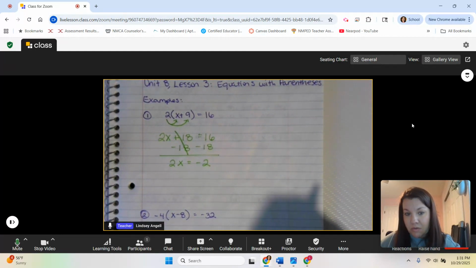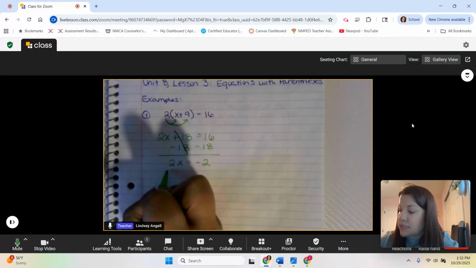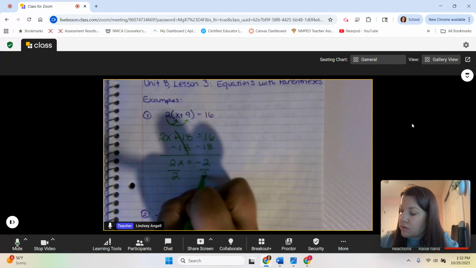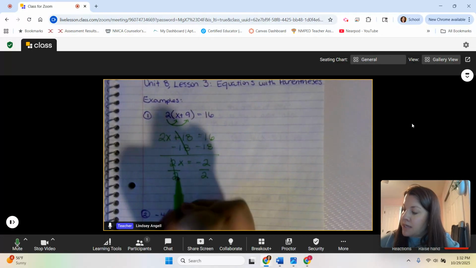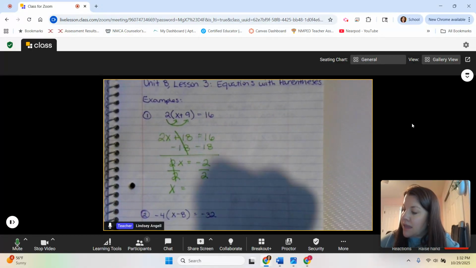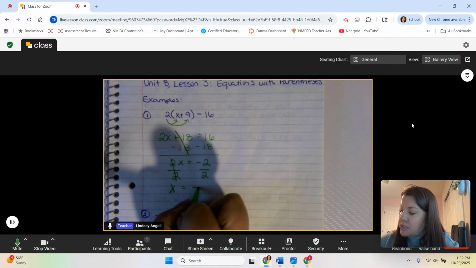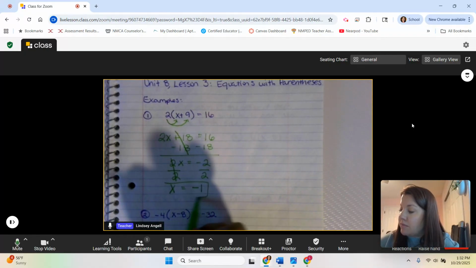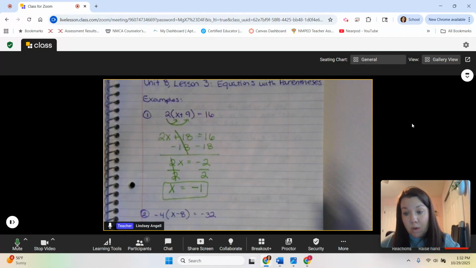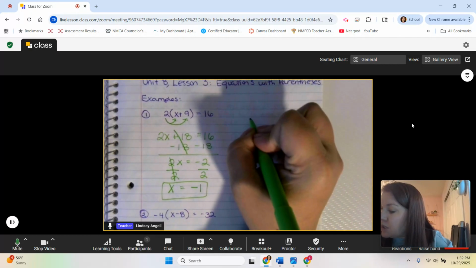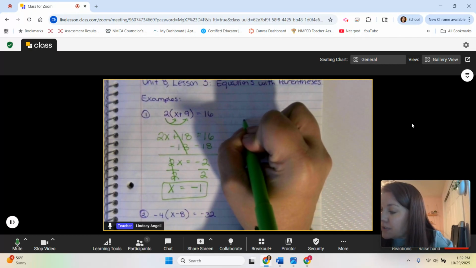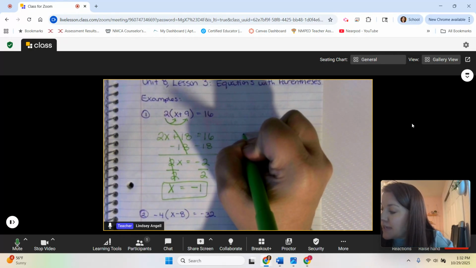Hopefully you're following me so far. Next, I am currently multiplying by 2. In order to get rid of it, I need to do the opposite operation, which is to divide by 2. 2 divided by 2 is 1, so I am left with 1x on the left, and negative 2 divided by 2 is equal to negative 1. So that's one option.